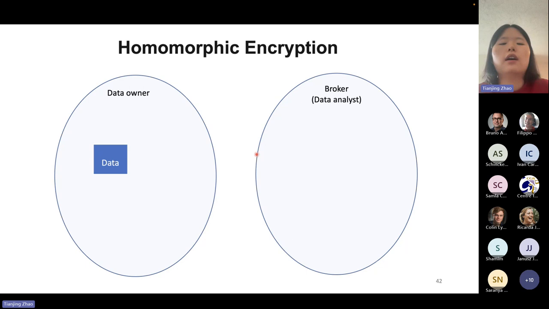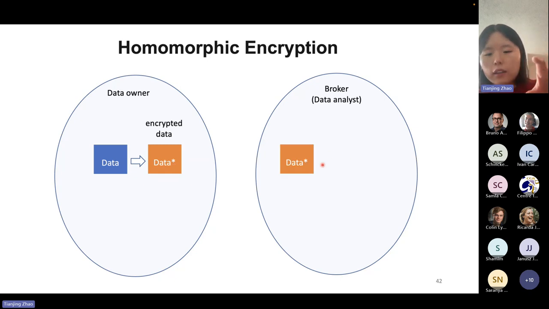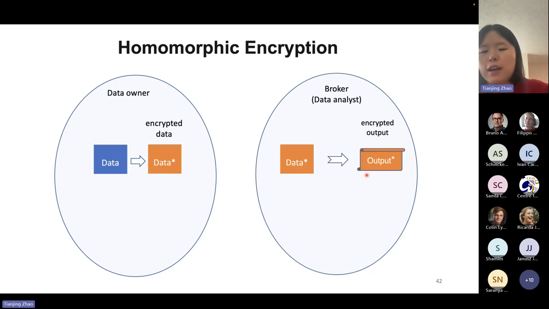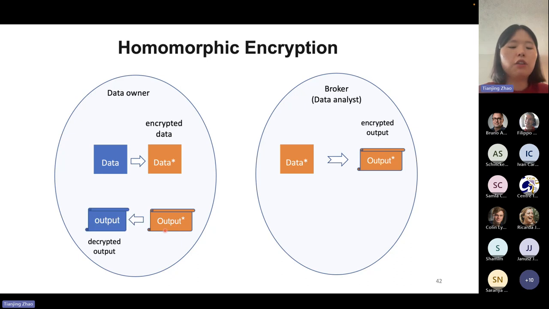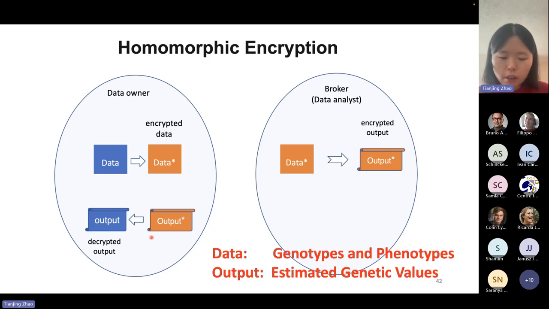And here is just one example to show what homomorphic encryption is. Let's say you are the data owner, you have some data, and I'm your data analyst. First, you encrypt the data on your own computer. Then you send your encrypted data to me, the data analyst, and I will analyze the data to produce an encrypted output. Then I will send the encrypted output to you, and you can decrypt the output. In our example, the data is genotypes and phenotypes, and the output is the estimated genetic values.